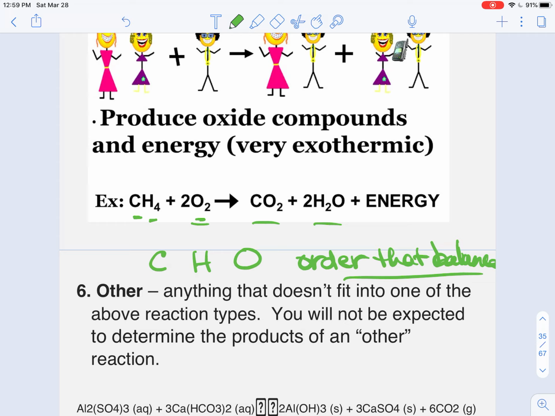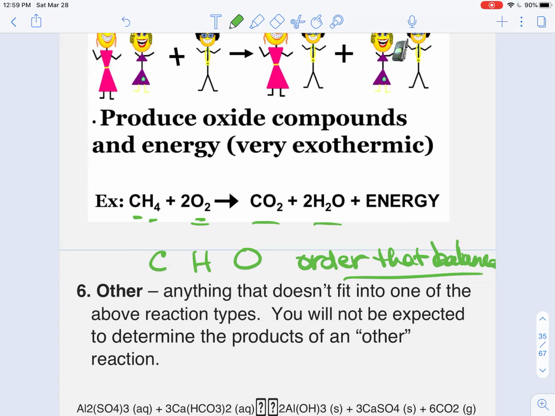So we'll notice that the balancing, well, for this one is already complete, but for some of the ones that you will balance, this will make a world of difference to always balance them in the order that you see them: C's, then H's, then O's. So we will do some practicing on those coming up.